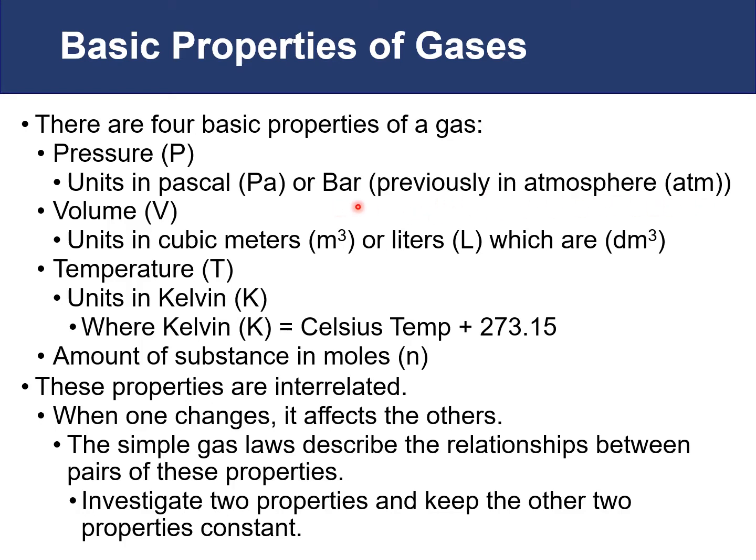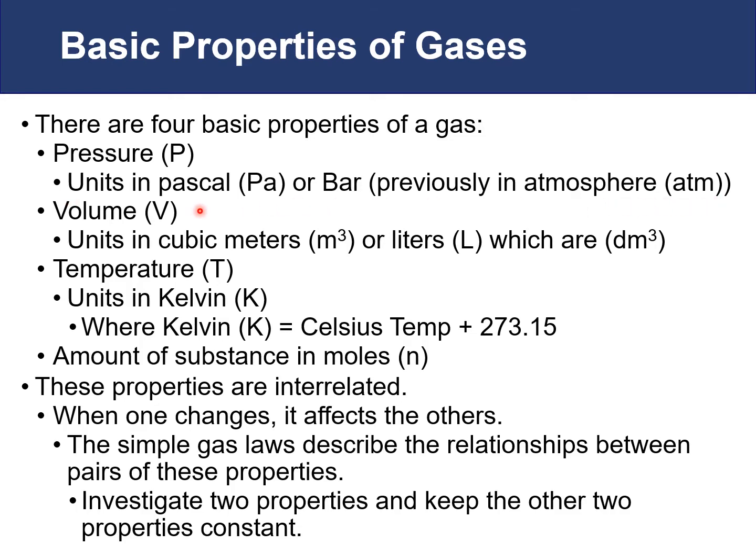1.01325 bar is 1 atmosphere of pressure. But because the bar and pascals are within the SI units, scientifically it is much preferred to be using Pascal or bar as opposed to the more outdated unit of atmospheres of pressure.